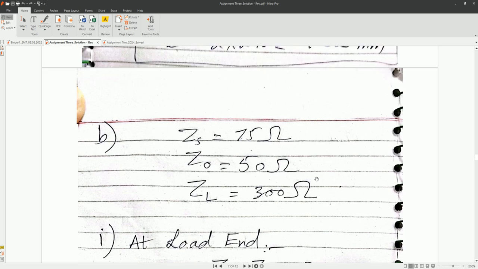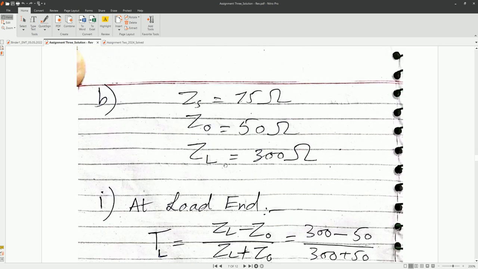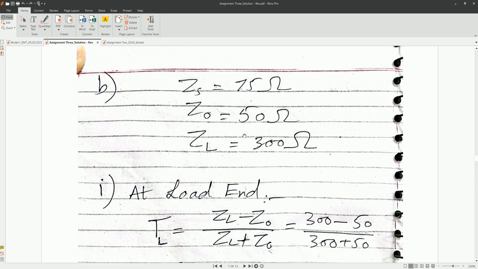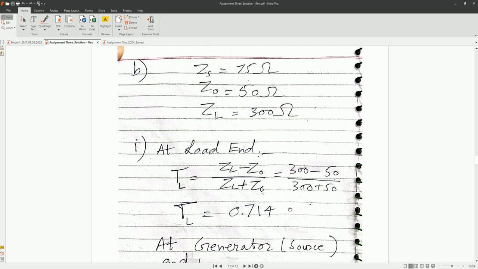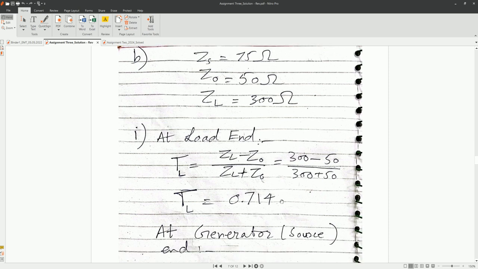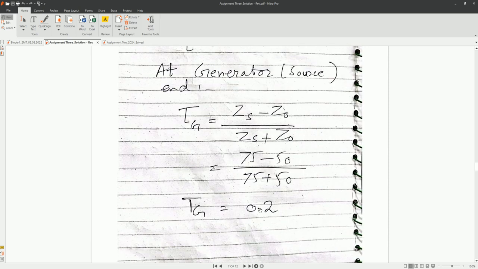Okay, so first we will be calculating the reflection coefficient at the load end. We will do ZL minus Z0 over ZL plus Z0. This is the reflection coefficient, which is 0.74, and at the generator side it will be ZS minus Z0 over ZS plus Z0. So this will be 0.2.